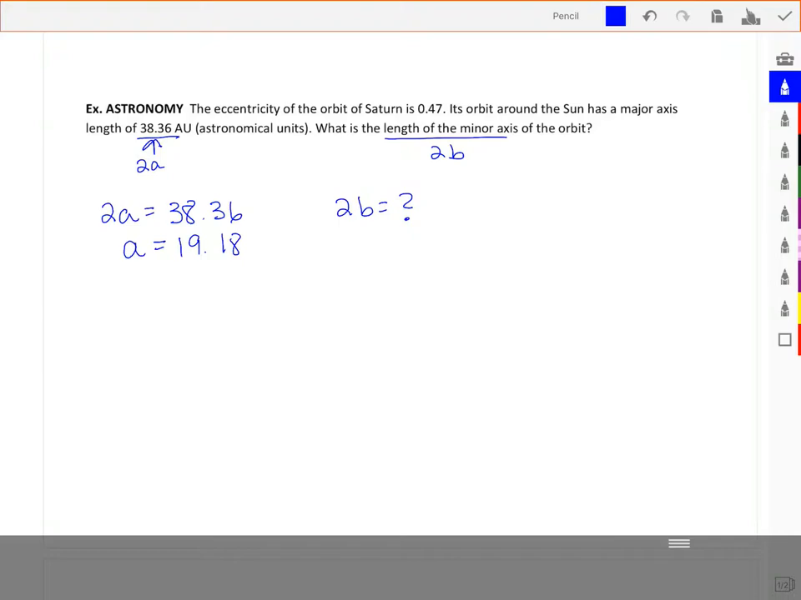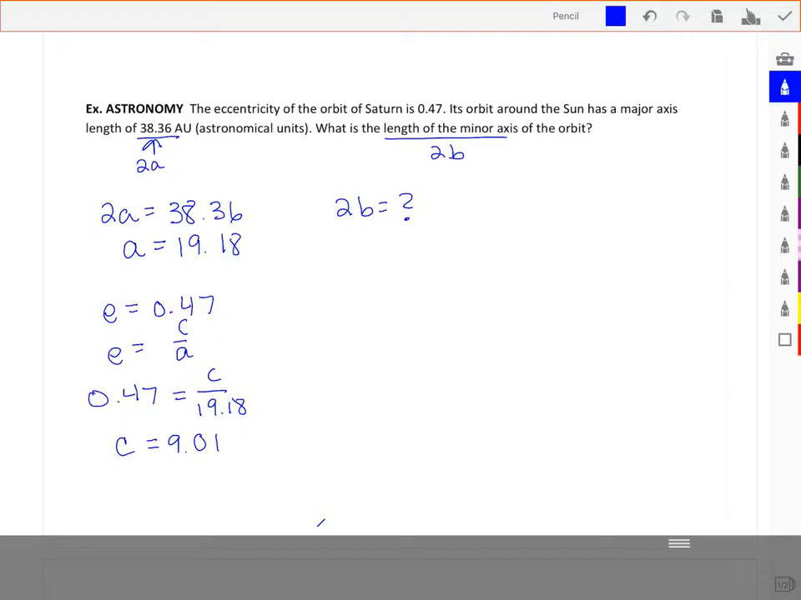We also know eccentricity is 0.47, which, remember, the formula for eccentricity is C over A. So I can say 0.47 equals C over 19.18. So solving for C, we would multiply these. You'd use the calculator for sure. So C is equal to 9.01.